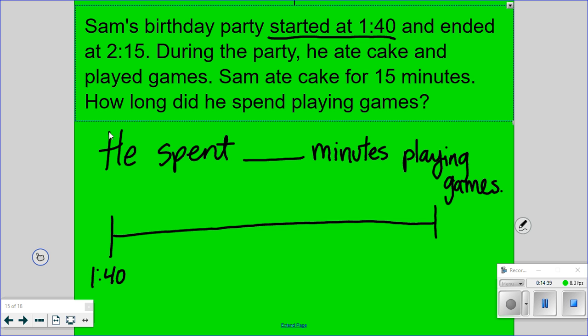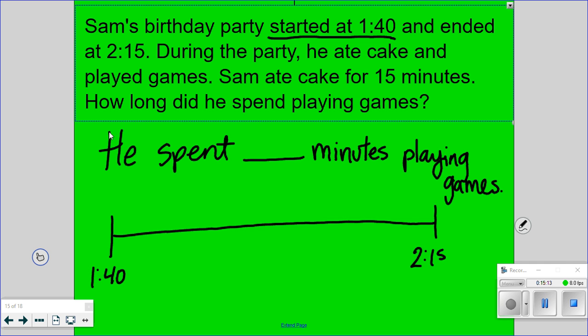Do I have an end time? Jacob, do I have an end time? Can you tell me what it is? 2:15 is our end time. So for this problem, we do have a start time and an end time. What would I do next?